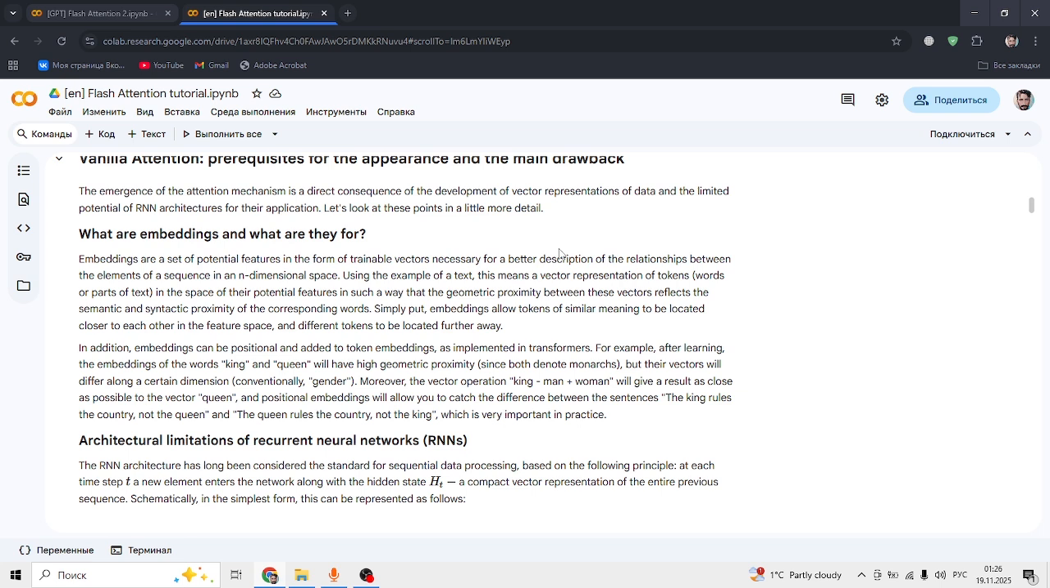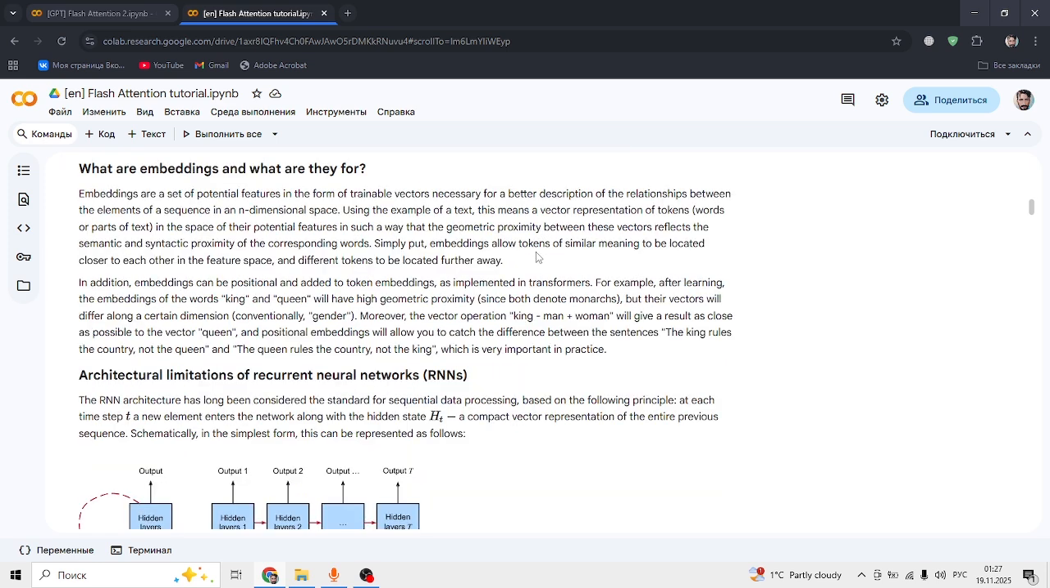And another thing is why positional embeddings are important, because for example, we can have two sentences that have very different senses because of position. For example, the king rules the country, not the queen, and the queen rules the country, not the king. So in reality, this is a very important thing, and we need to try to train language models to see this difference.